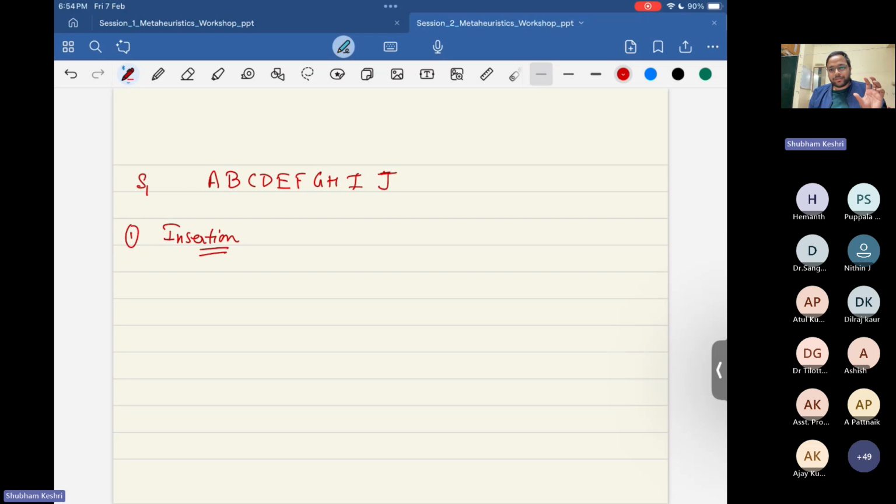Whether it is a good neighborhood operator or not, that is a different question. Here I am telling you how you can produce a neighbor. Whether it is a good operator or not, we will leave that for now. We are just talking about how to create a neighbor. So this is one solution. What is insertion? You just pick a city and insert it in some other position. So that is a neighbor: A, B, I, C, D, E, F, G, H, J. This is one neighbor.